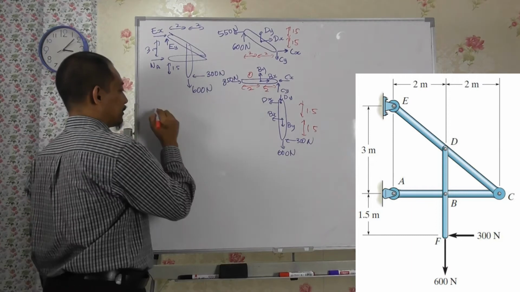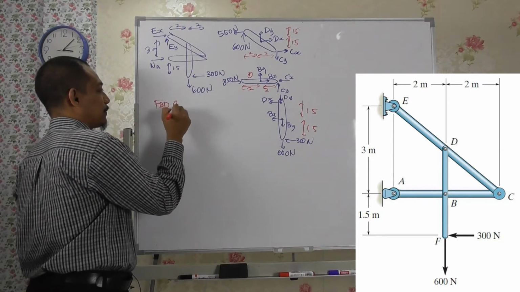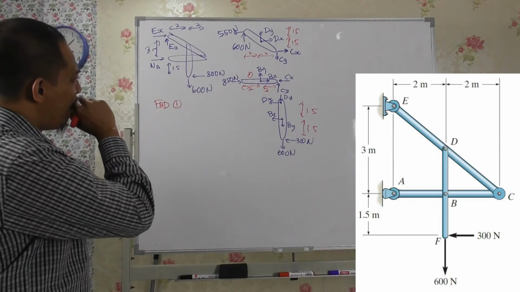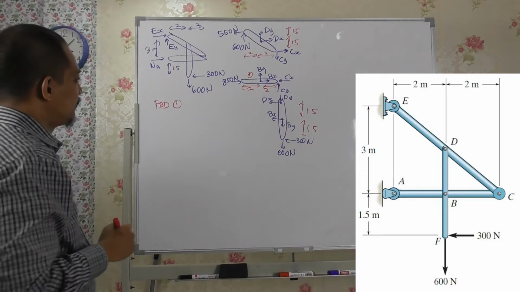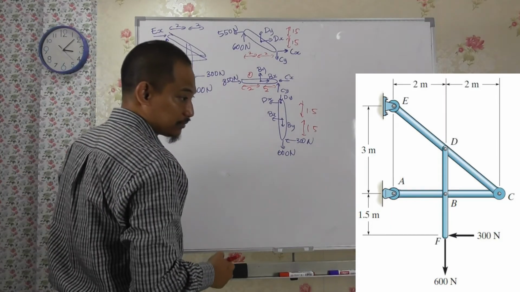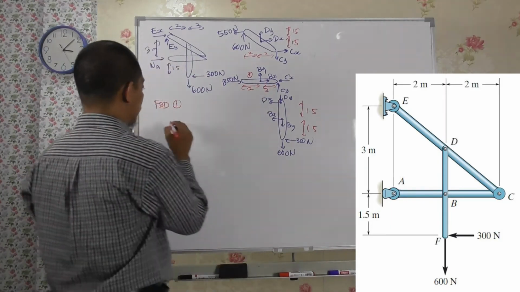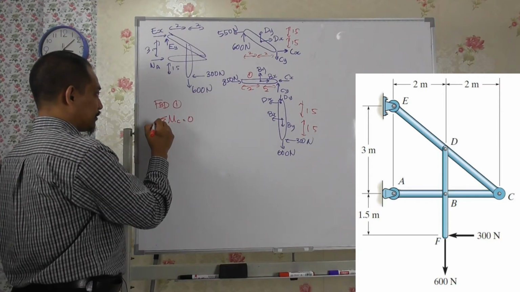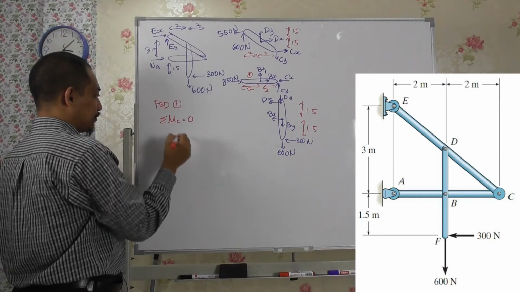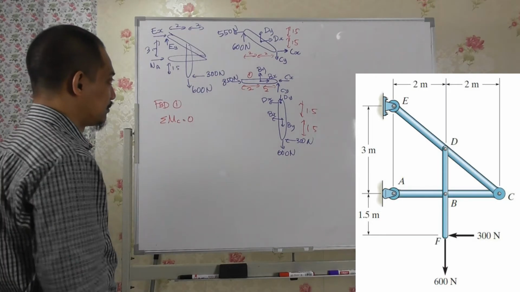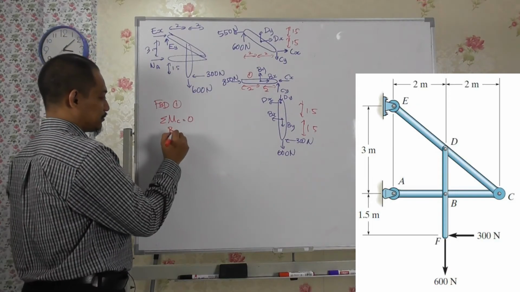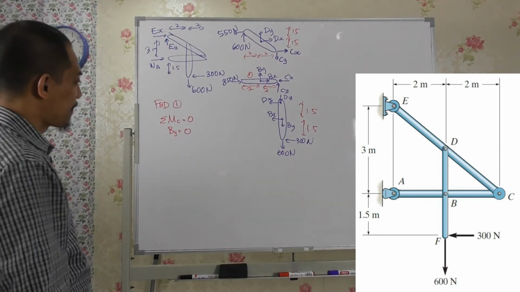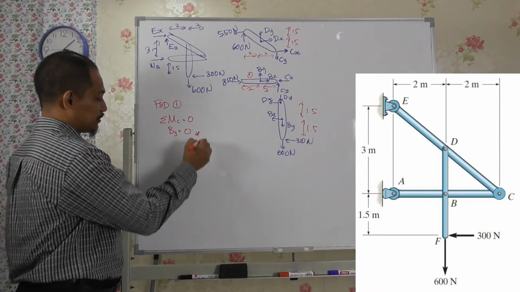If I take this free body diagram 1, I take summation of moment about point C equal to 0, because we want D and B. Based on this, By will be 0, right? So that's the final answer already.